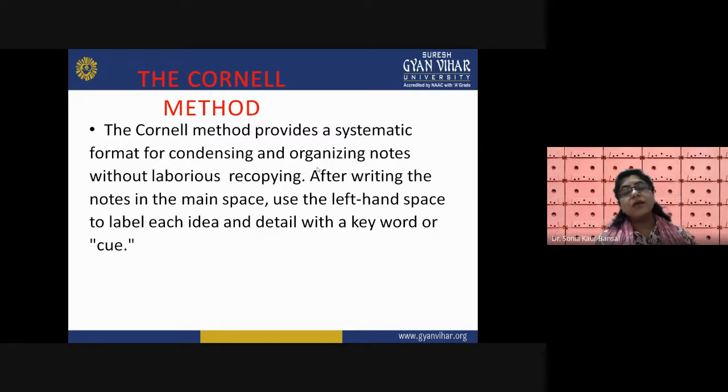See, why are we preparing notes? We are preparing notes just to systematize and condense our notes or concepts in a very good way. So after writing the notes in the main space, use the left-hand space to label each idea and detail with a keyword or a cue. This is the method given by Cornell. Just read more about it.